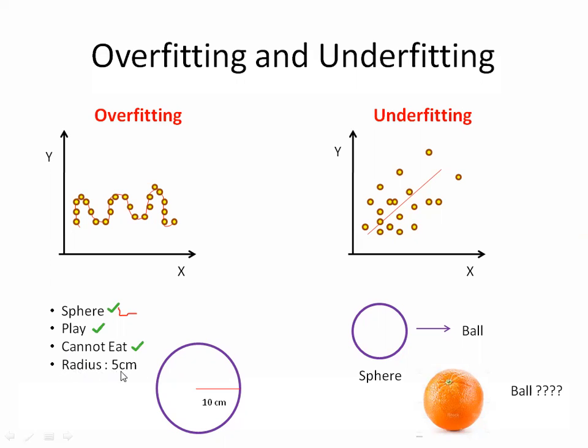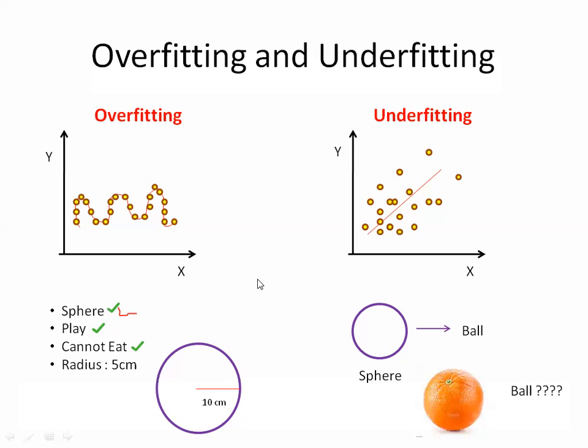This one's radius is 5 centimeter. But for this object, what is the radius? Radius is 10 centimeter. Now, this feature or attribute is not satisfied by this object. So here we can conclude, for overfitting, that this shape or this object is not a ball.